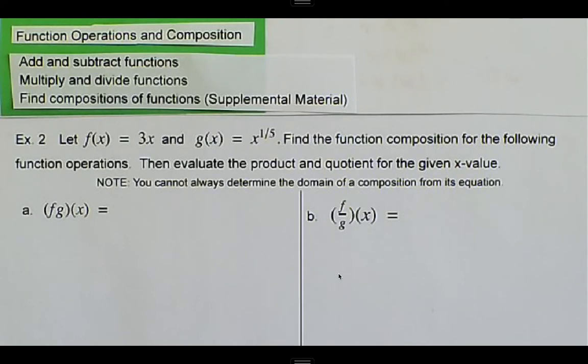A note there: you cannot always determine the domain of the composition from its equation.